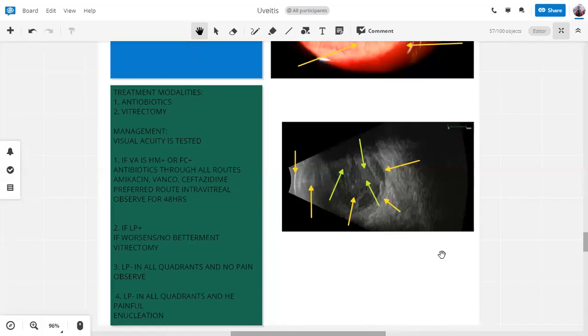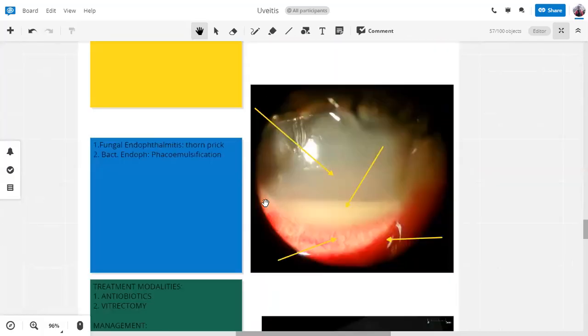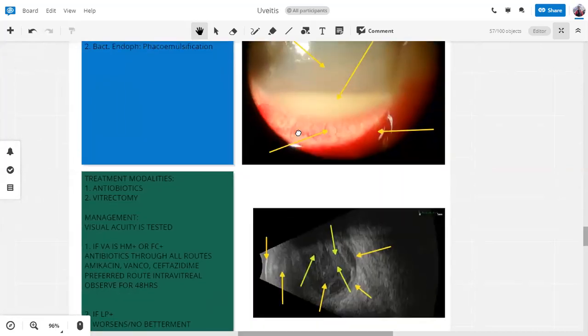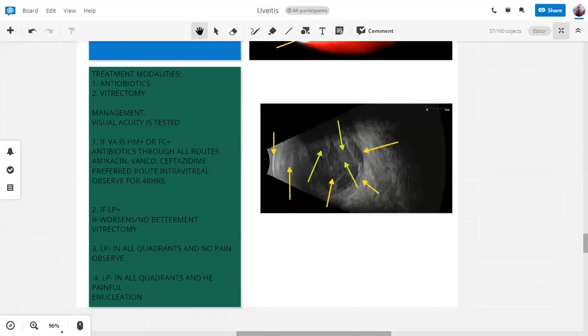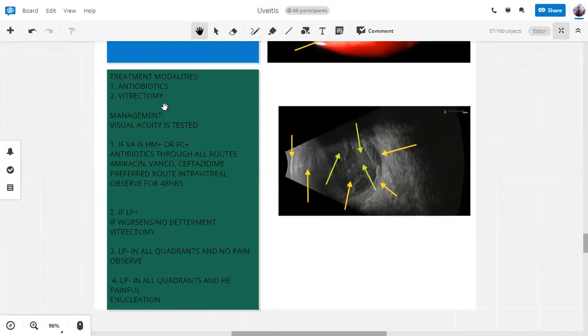So this is our treatment of endophthalmitis. We saw the history, we saw the examination, we saw a B-scan of the diagnosis, and this is how we will manage with antibiotics and vitrectomy, depending upon the visual acuity.